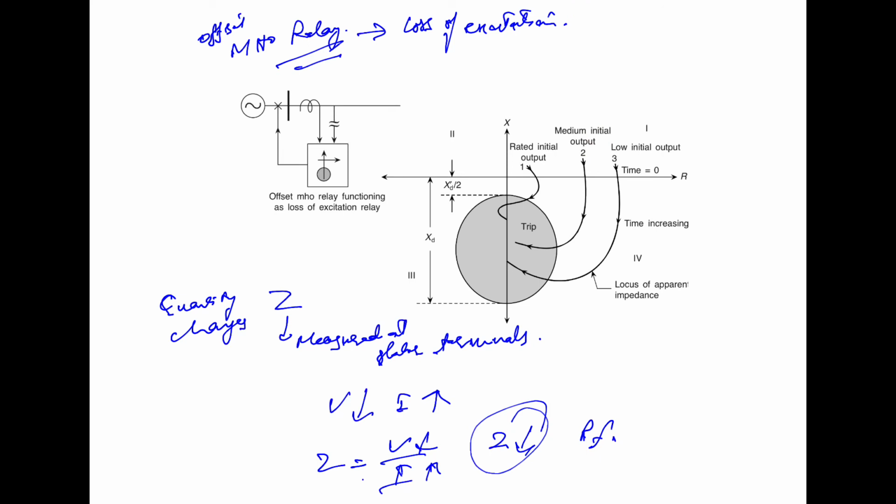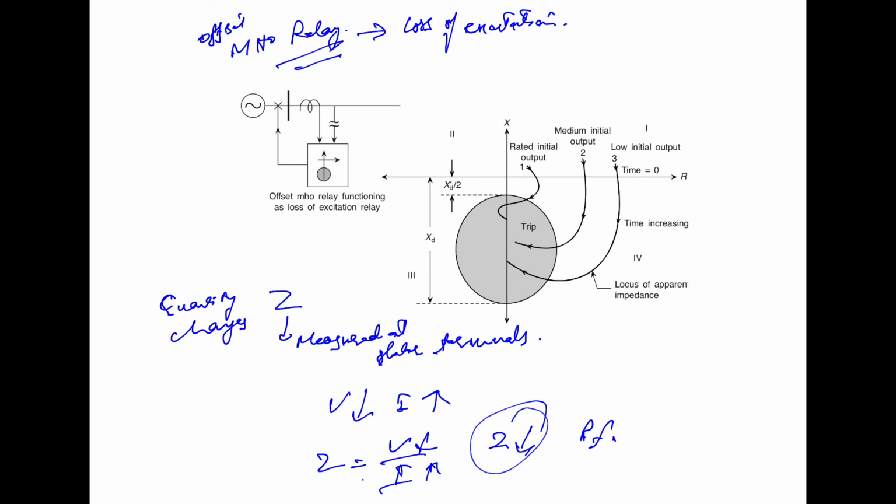Now when the excitation is lost, the apparent impedance enters the fourth quadrant. The exact locus of the apparent impedance, and the rate at which it is traced, depends upon the initial complex power that was being delivered by the generator. If the initial complex power was high, the locus is traced out quickly to the trip region. If the initial power output was low, the locus is traced out rather slowly. It will take some seconds.